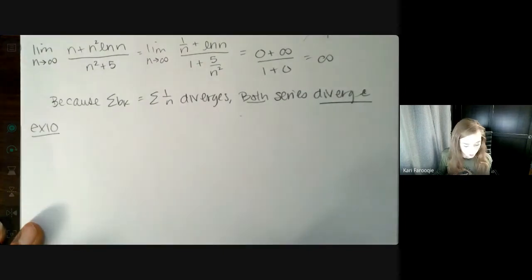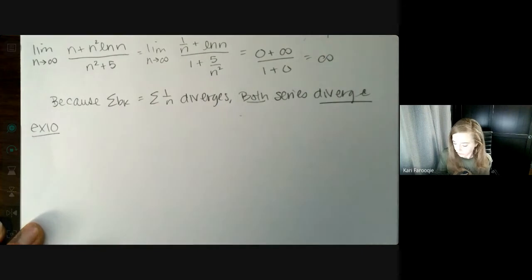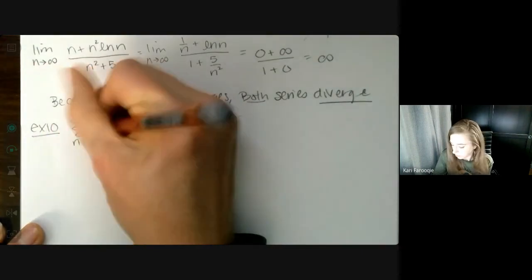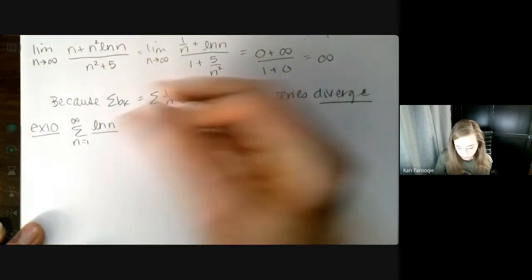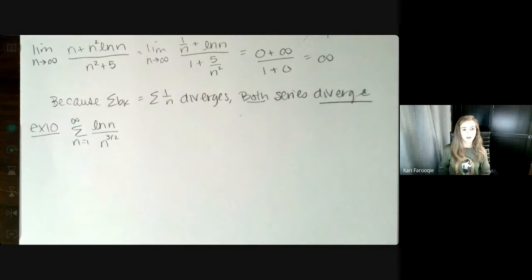All right, last one for limit comparison series, limit comparison test, I should say. This is the series from 1 to infinity of, again, we'll use a natural log because it's good for us, natural log of n divided by n to the 3/2. This is a tricky one.